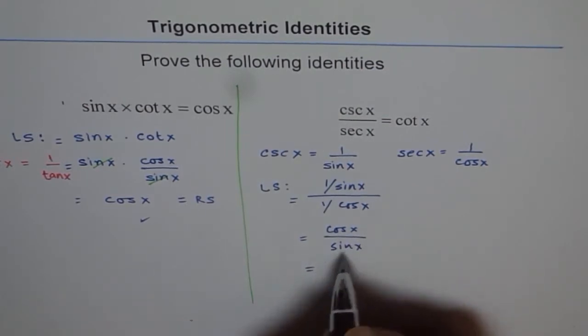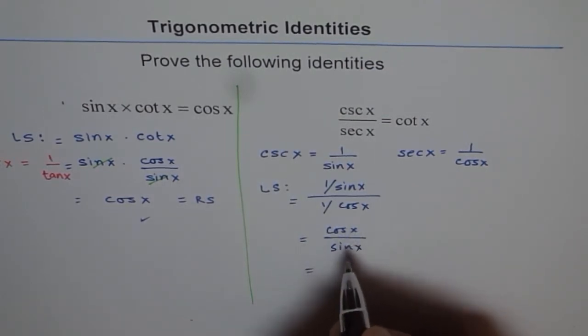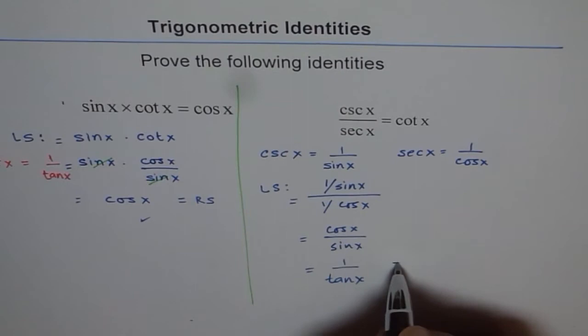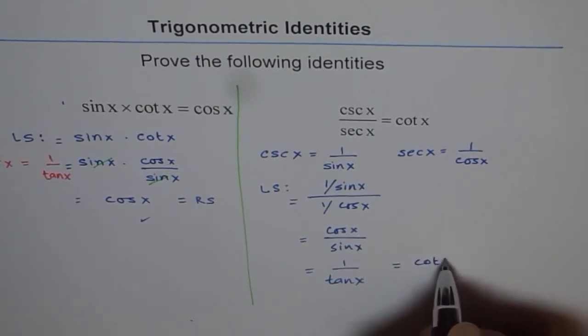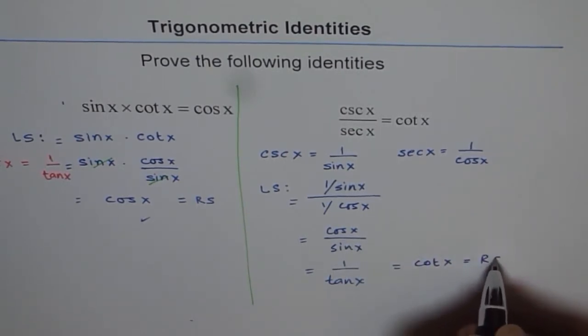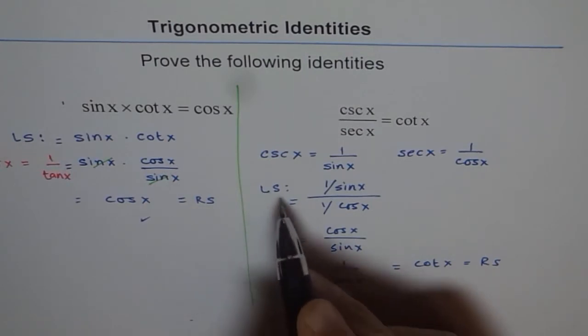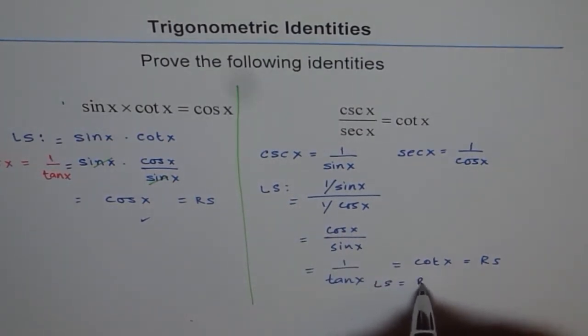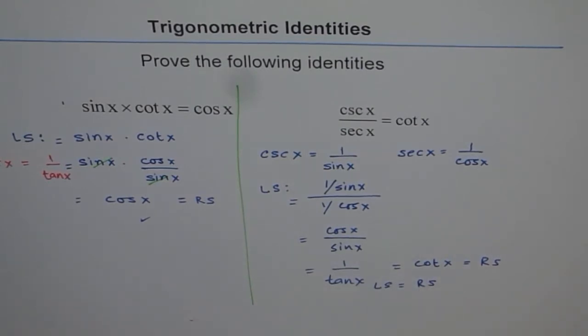And what is cos x over sine x? It's 1 over tan x, right? So 1 over tan x. You can write this as 1 over tan x, which equals cotangent x, right? Which is the right side. Is it okay? So we started with left side and we got right side. So when we say left side equals right side, that means the identity has been proven, correct?